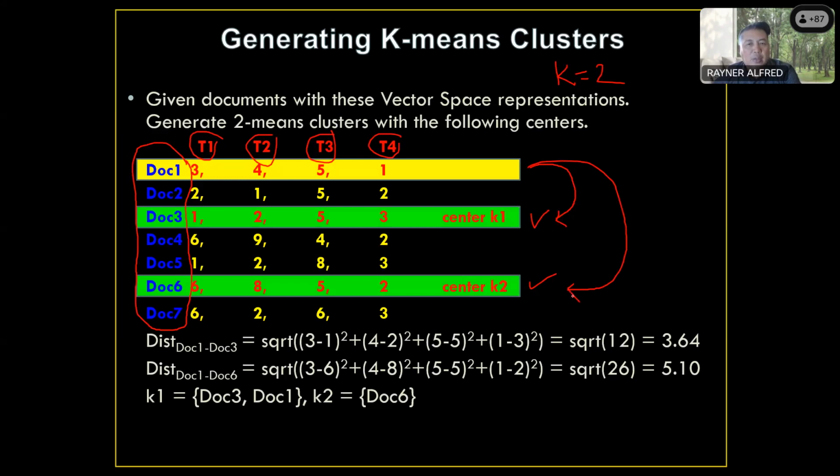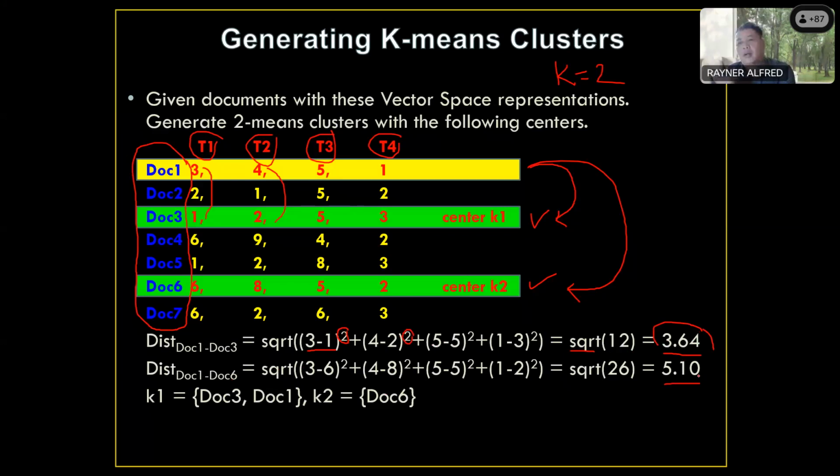Okay, so we use the Euclidean distance. Basically, we subtract 3 from 1 and then take the square, and then 4 to 2 and take the square and so on. Okay, so we sum up all the differences and then we take the square root. The value is 3.64. Okay, so when we have this value, we also repeat that again for document 1 and 6, then we get 5.1.